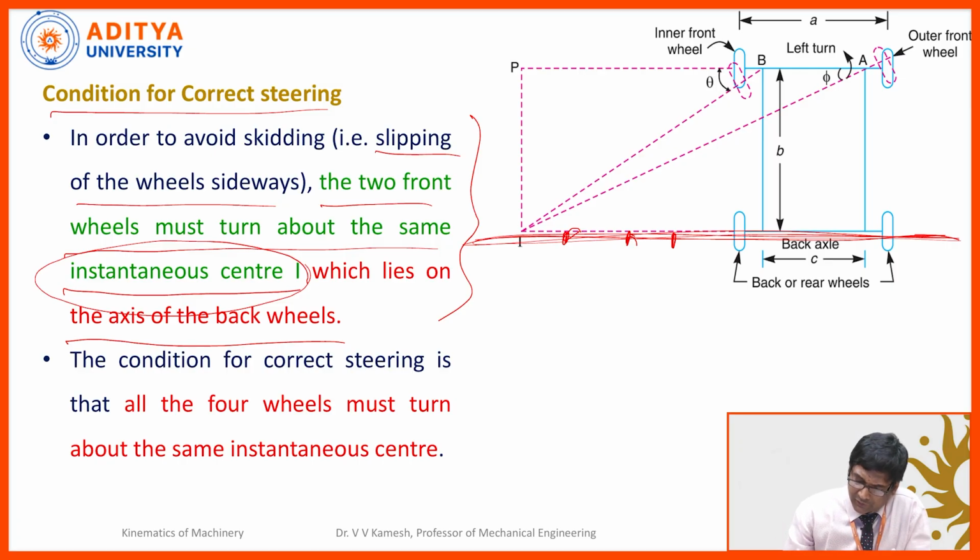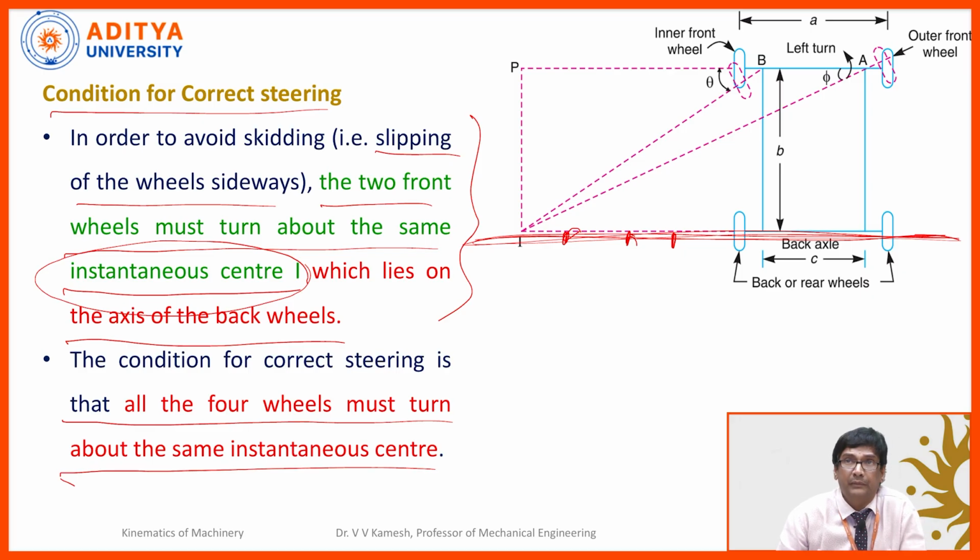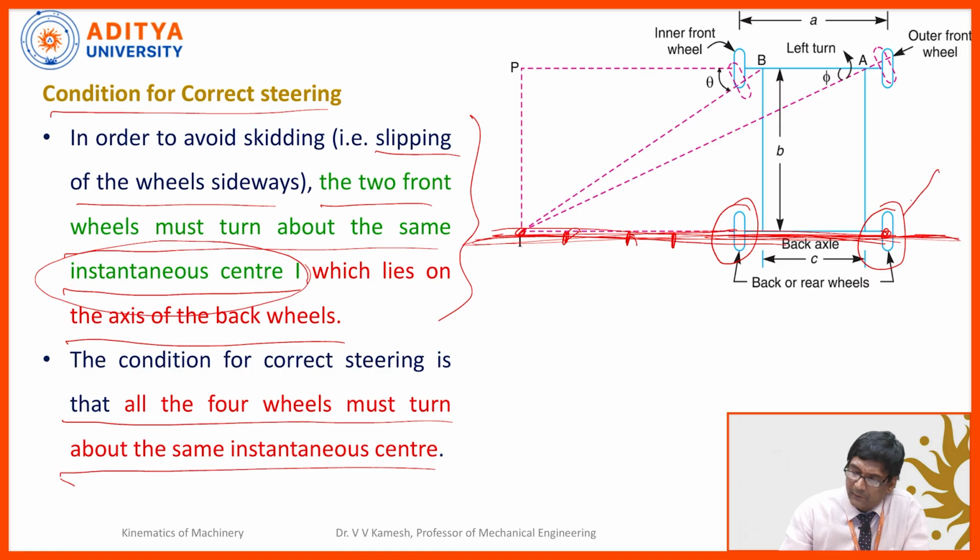So the condition for the correct steering is that all four wheels must turn about the same instantaneous center. Now you can ask one question: what about the instantaneous center for the back wheels? Already these two are on the same line and the instantaneous center is also on the same line, so the perpendicular will pass through I only. So all four wheels will have the same instantaneous center.